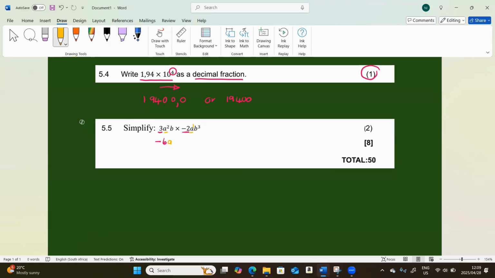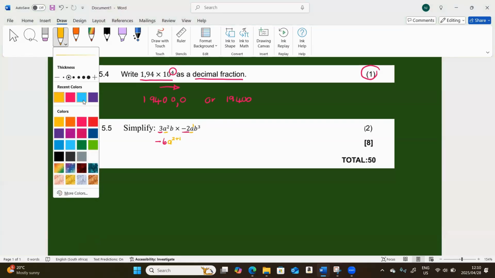What is the law of exponents that's applicable here? When I multiply the same base, I need to add my exponents or my powers. So I say 2 plus 1. I add the 2 of the first base of A plus the 1 of the other base of A. Cool. Let's get a new color because we are done with the base of A.